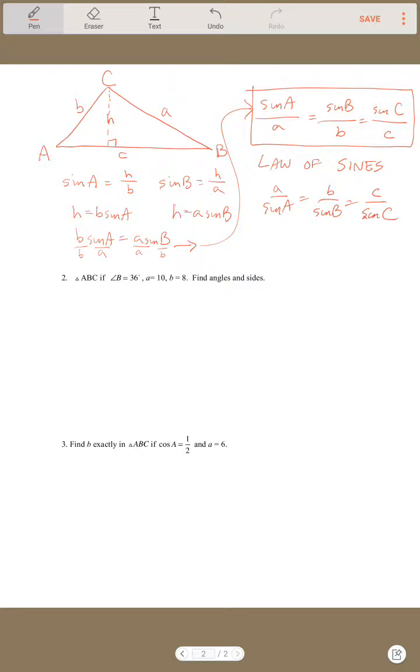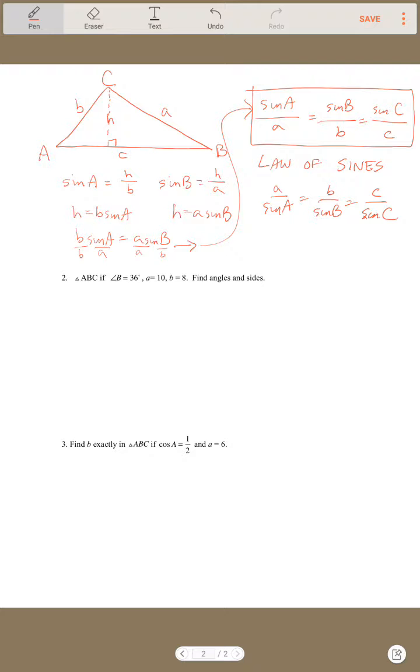Okay, so let's go ahead and apply all the things that we've talked about so far: how we can form different kinds of triangles, because we may not end up with unique triangles, along with this idea of law of sines, to then find the angles and sides of a particular triangle. Here we have triangle ABC. If angle B is 36 degrees, a is 10, and b is 8, what we want to do is find the angles and sides.